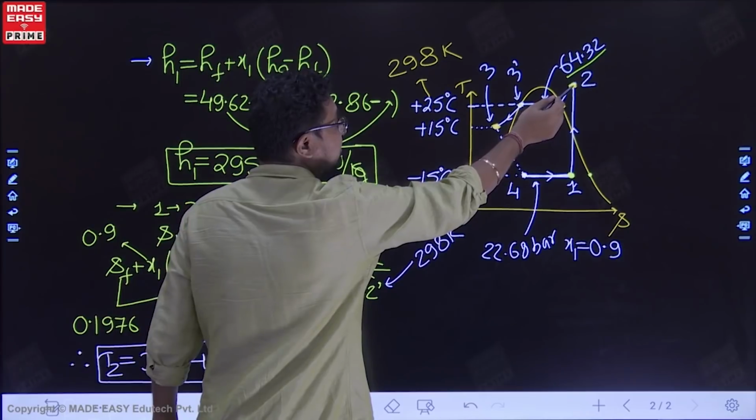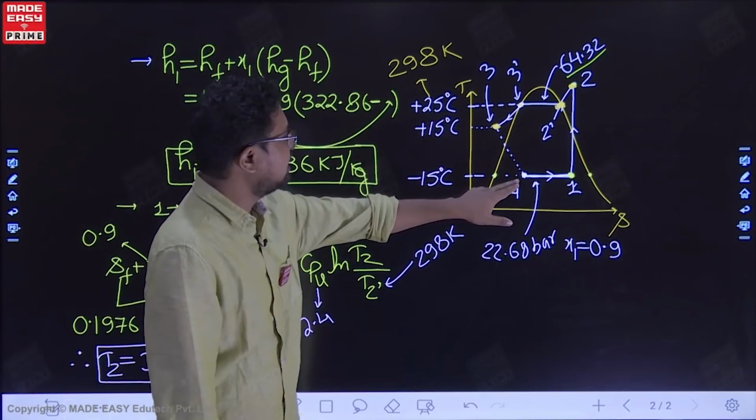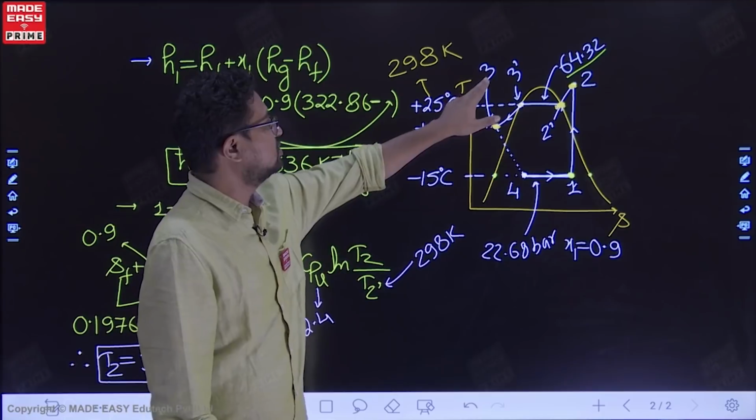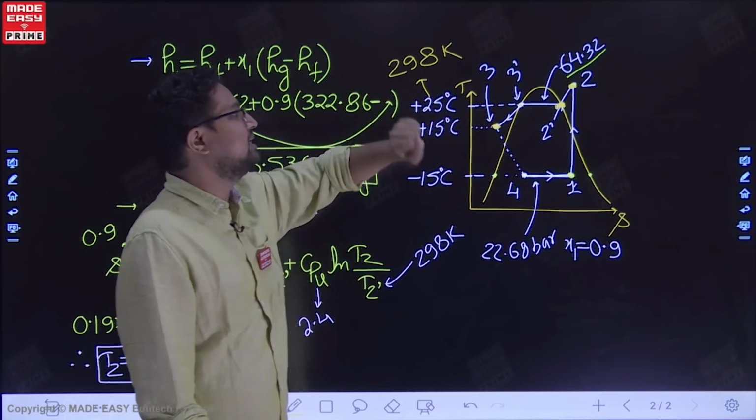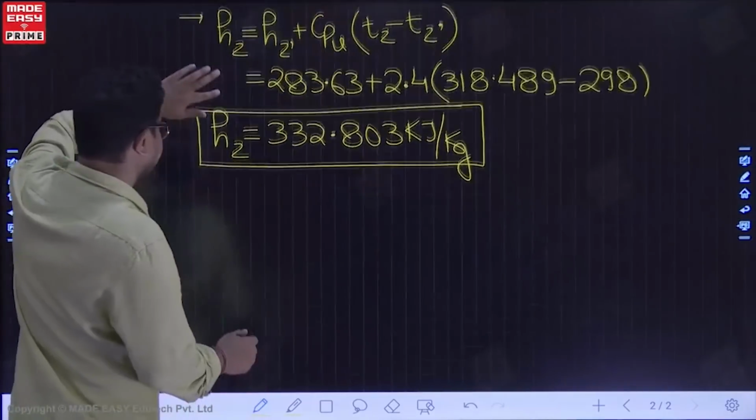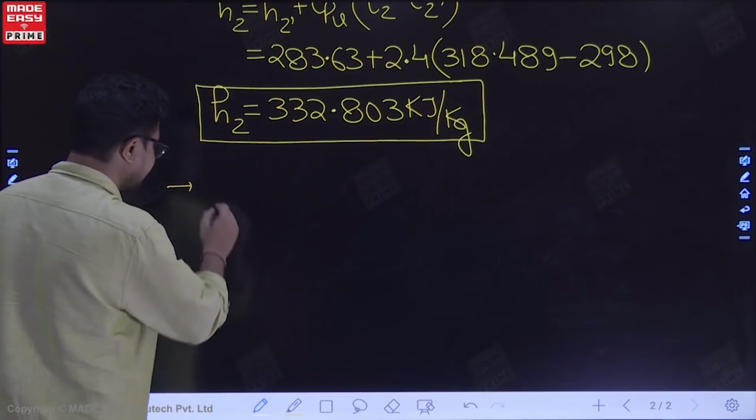So 2 enthalpy we know, 3 enthalpy we need to know. 3 and 4 is throttling. So if we know 3, we know 4 also. Throttling is isenthalpic. So we need to know the enthalpy at point 3. See, H3. I want to write H3.